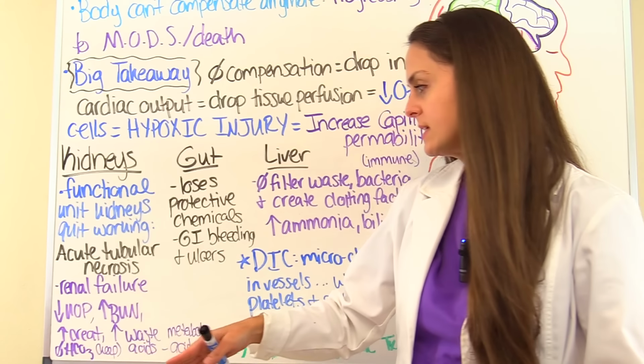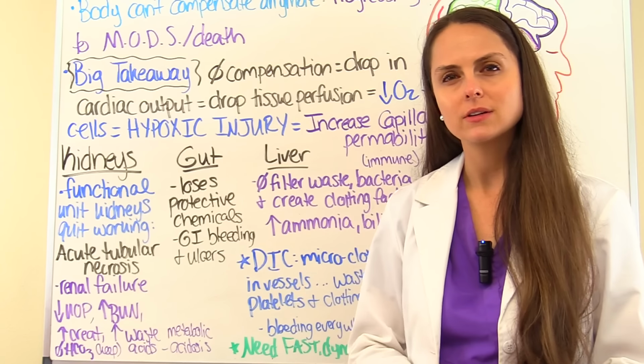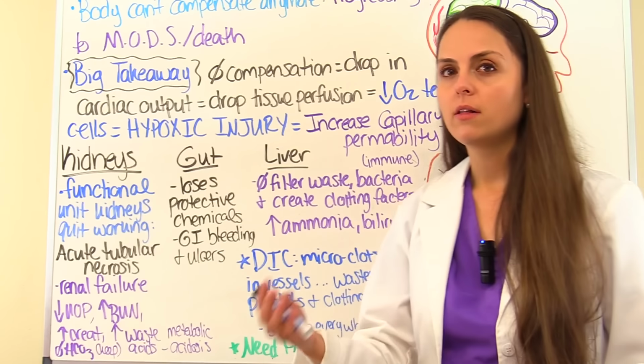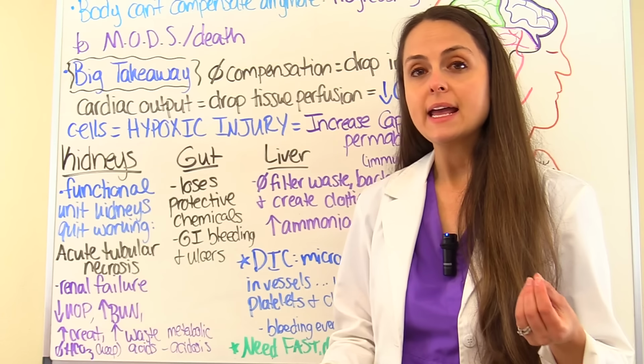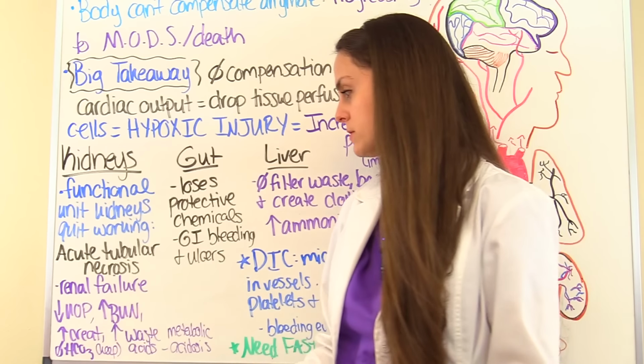In addition, you're going to see an increased amount of waste in the blood because the kidneys aren't clearing it. So we're talking about acids, which is going to lead to metabolic acidosis because your kidneys, which normally play a role in balancing that out with bicarb, aren't able to keep bicarb. So you're going to see that.